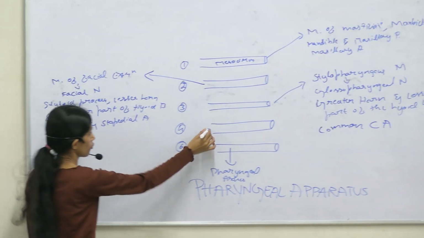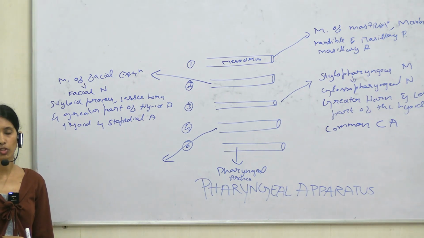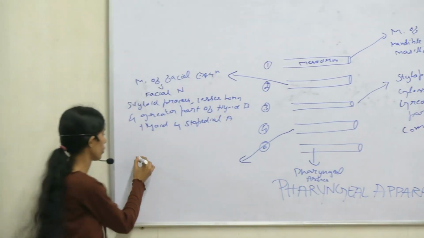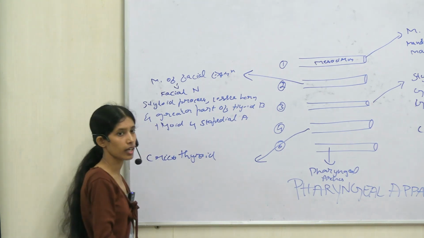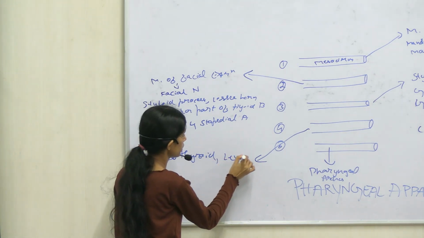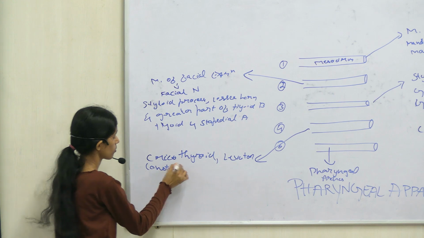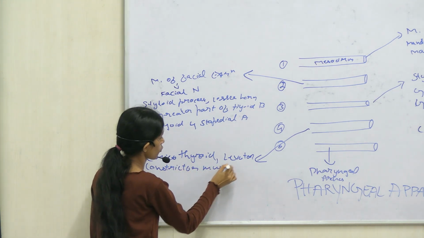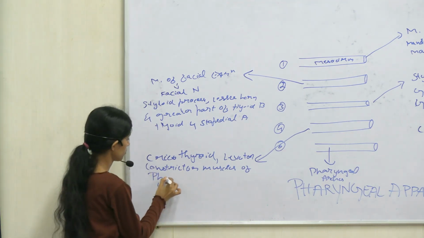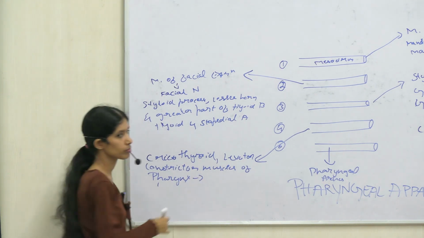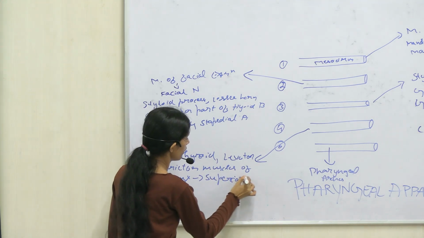Okay. Next, the fourth one. What about the muscles derived from the fourth pharyngeal arch? Cricothyroid, levator muscle and constrictor muscles of which organ? Of pharynx. So what about the nerve supply? It is supplied by the superior laryngeal nerve.